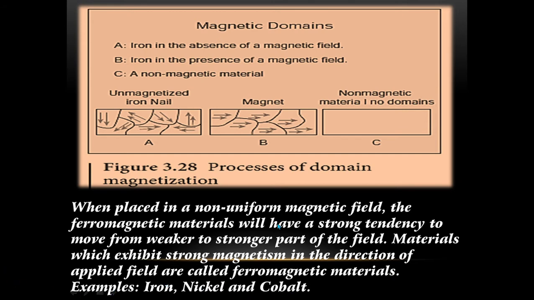So once again, what is meant by a ferromagnetic material? When placed in a non-uniform magnetic field, the ferromagnetic materials will have a strong tendency to move from the weaker to the stronger part of the field. Materials which exhibit strong magnetism in the direction of the applied field are called ferromagnetic materials. Example, iron, nickel and cobalt.